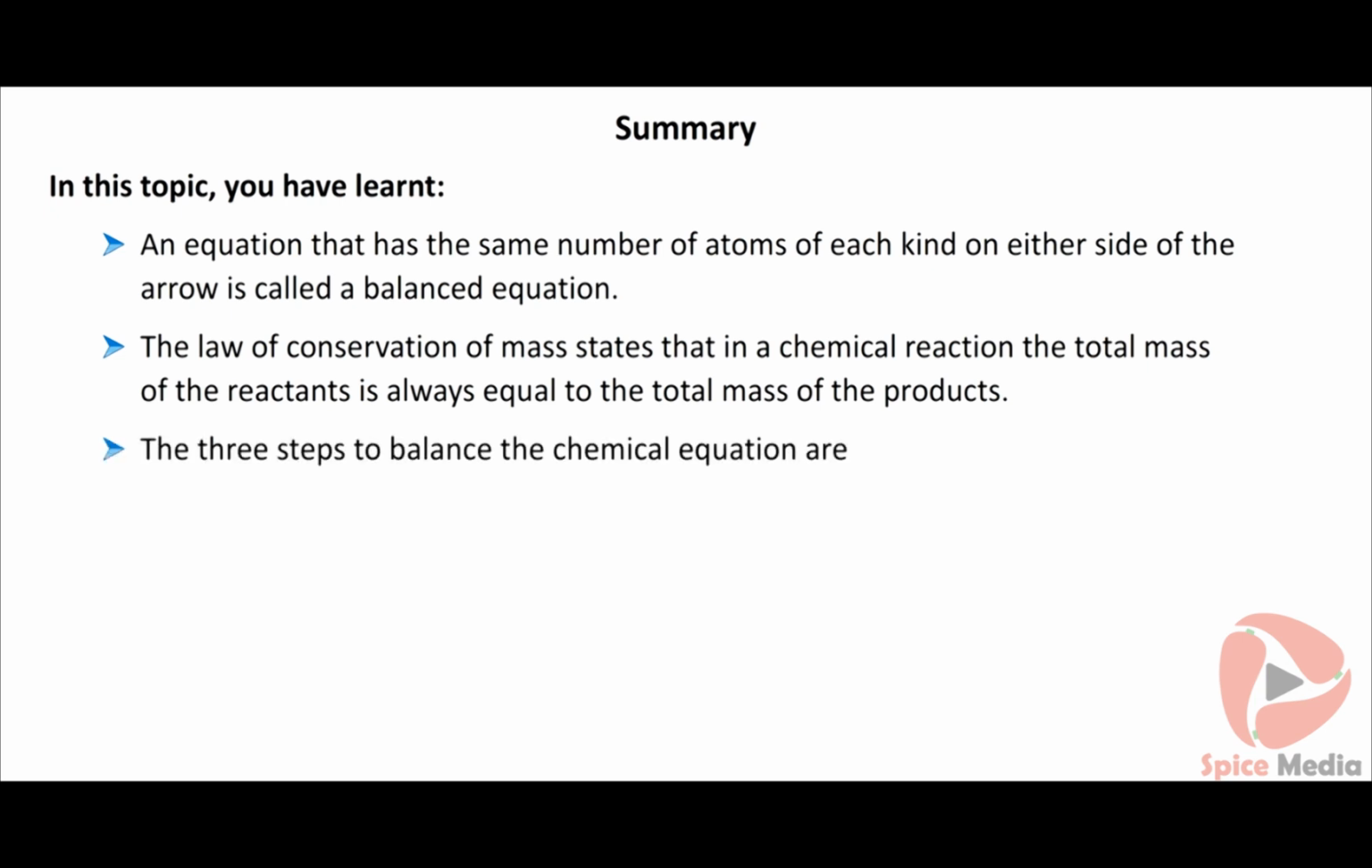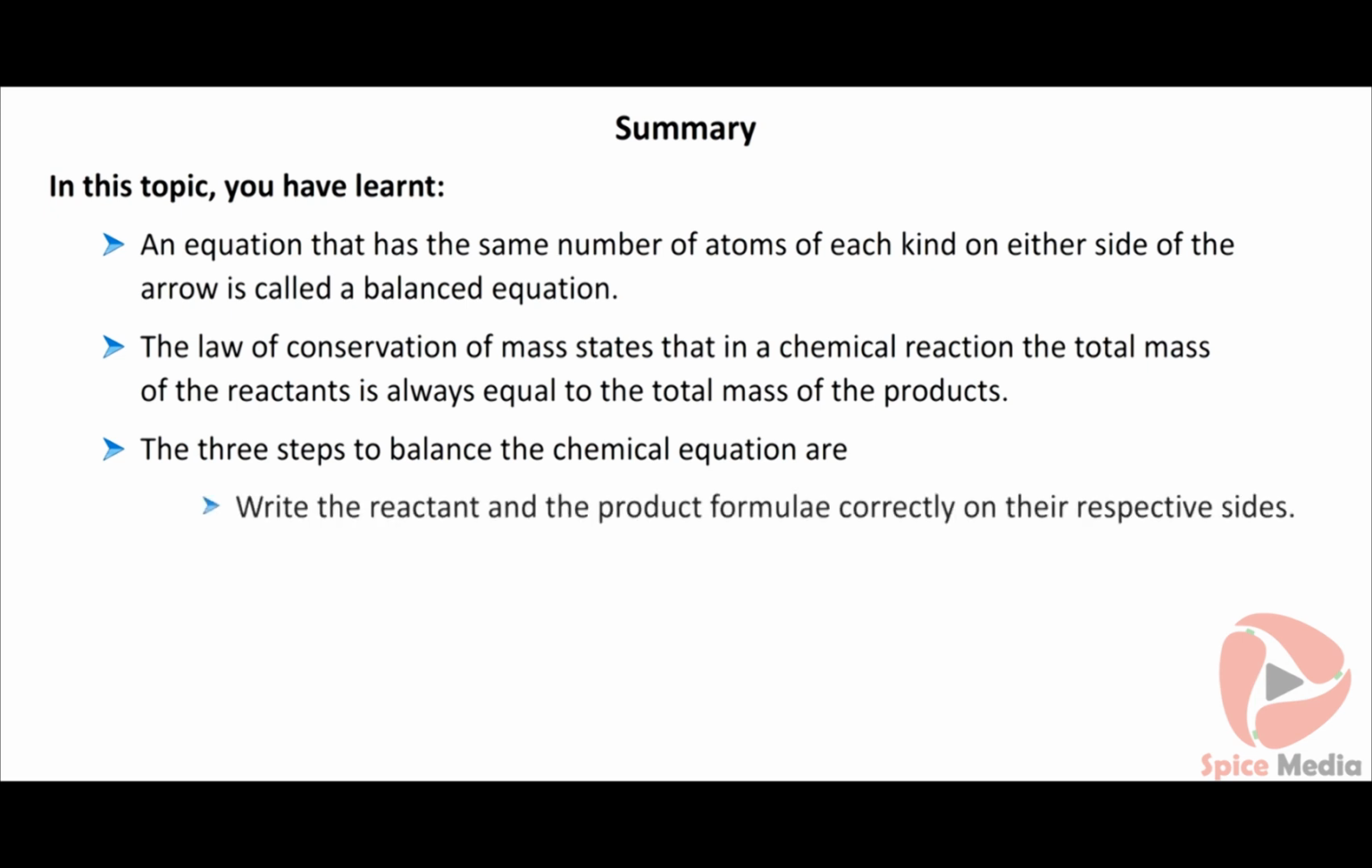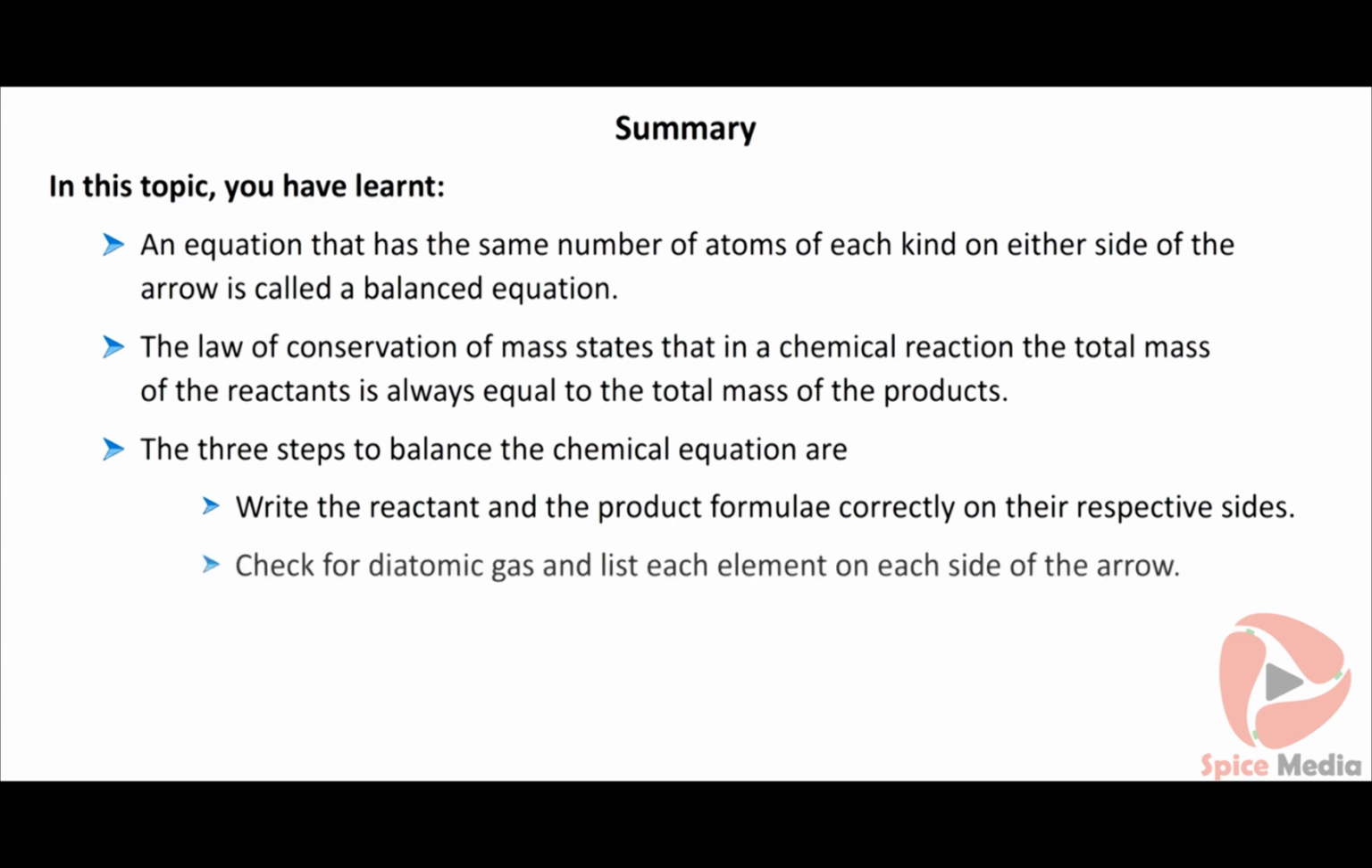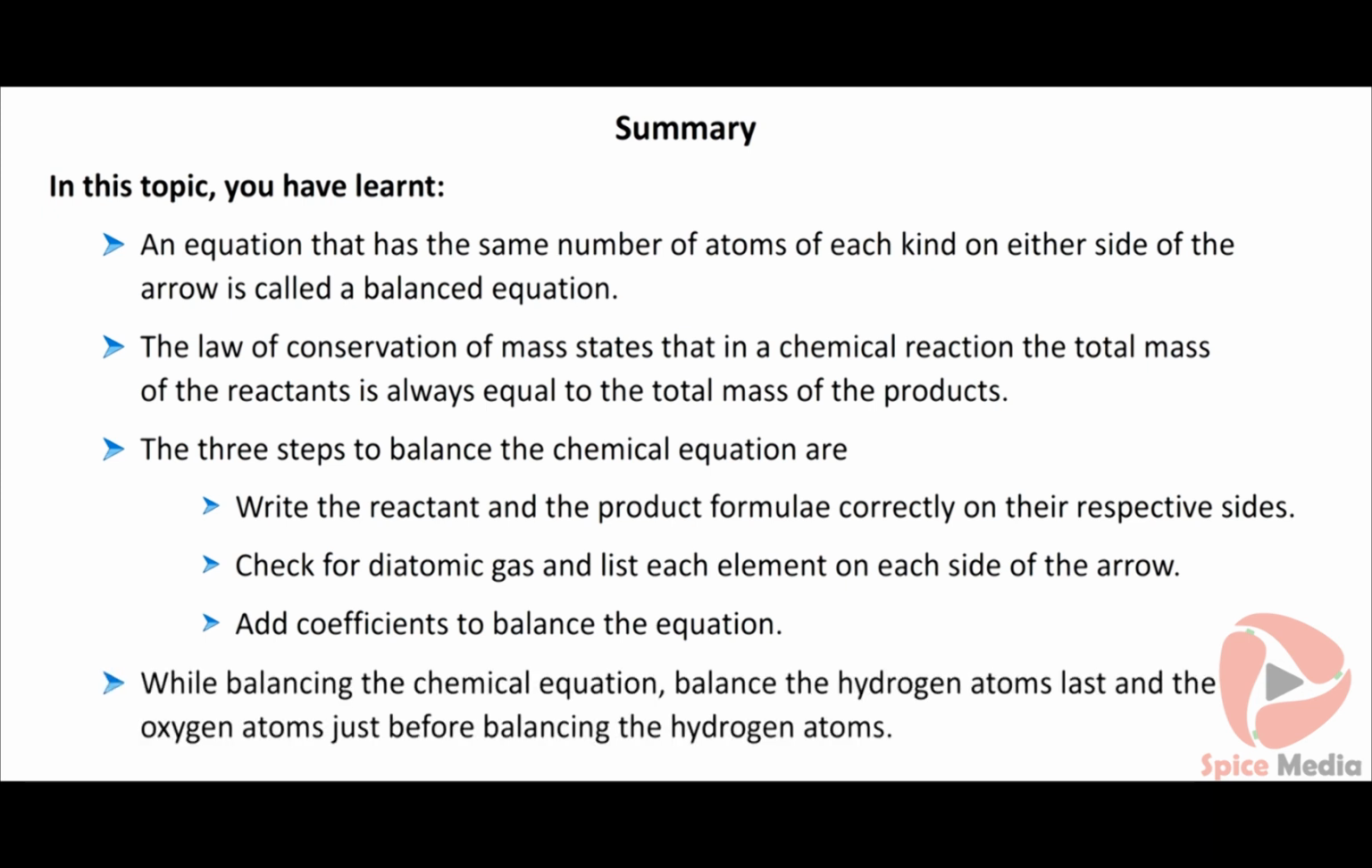The 3 steps to balance the chemical equation are: Write the reactant and the product formulae correctly on their respective sides. Check for diatomic gas and list each element on each side of the arrow. Add coefficients to balance the equation. While balancing the chemical equation, balance the hydrogen atoms last and the oxygen atoms just before balancing the hydrogen atoms.